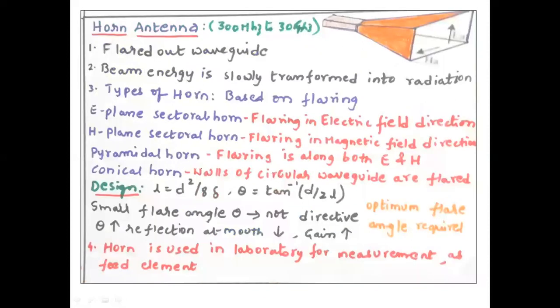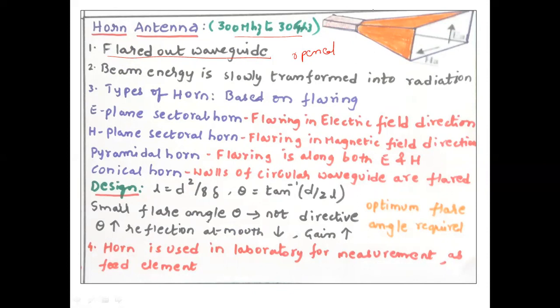And the horn antenna. Next one is the horn. The operating frequency range of the horn is 300 MHz to 30 GHz. Seeing the shape of this, we can understand why the name horn is given to this antenna. This is an example of a pyramidal horn antenna. Simply, the term you need to keep in mind is flared-out waveguide. Flared means opened-out waveguide. That means this antenna came from the concept of a waveguide transformed into an antenna.